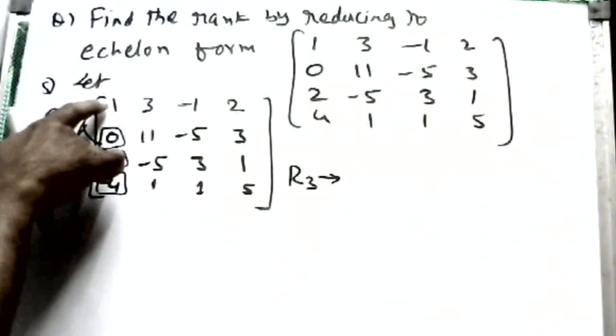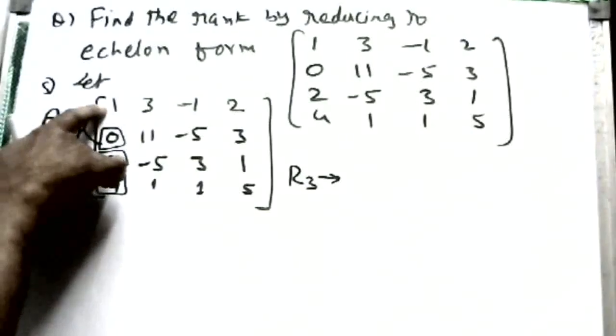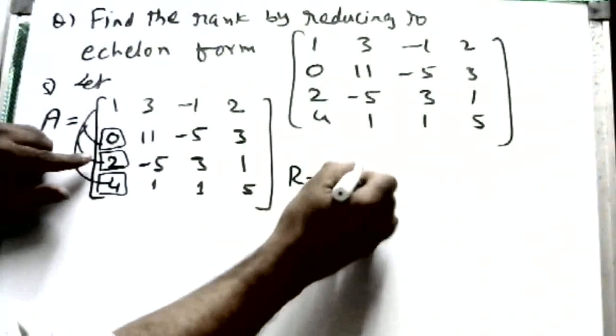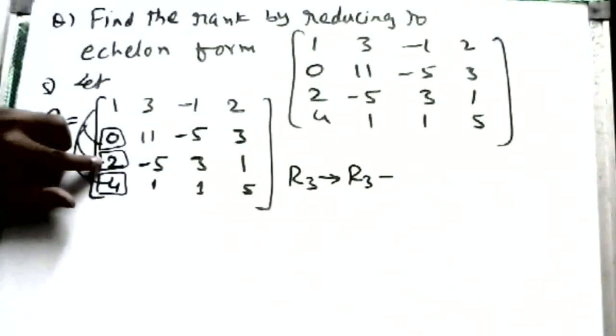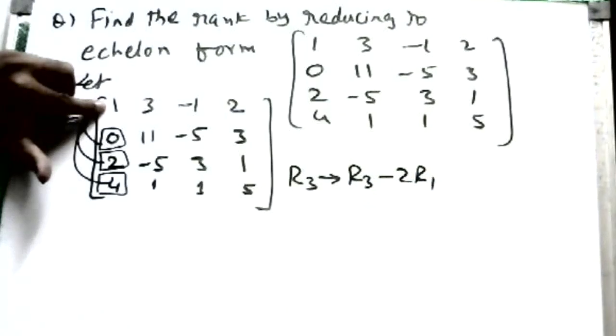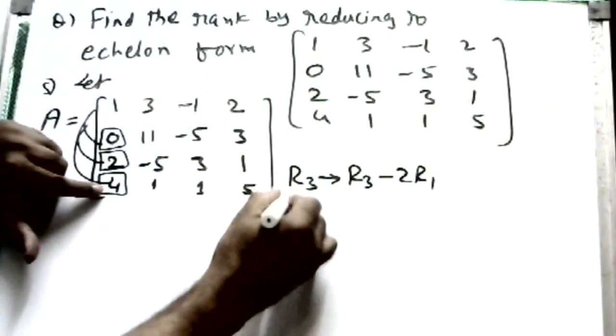This is 2, this should also be 2. So you have to multiply this with 2. 2 ones are 2, then 2 minus 2 will be 0. Therefore, R3 implies R3 minus 2R1, because this is plus 2, this should be minus 2, so multiply with minus 2 R1. So this will become 0.